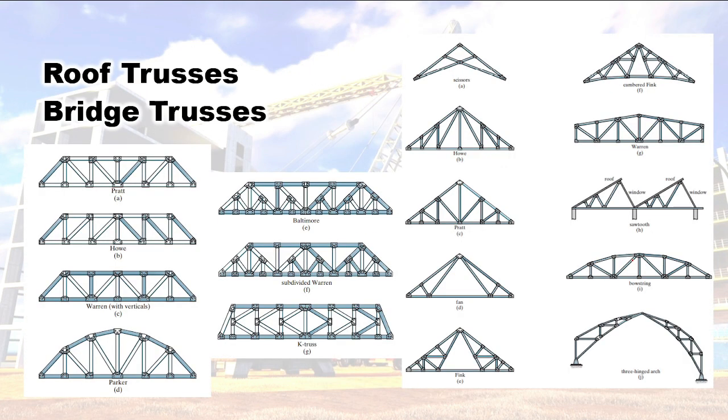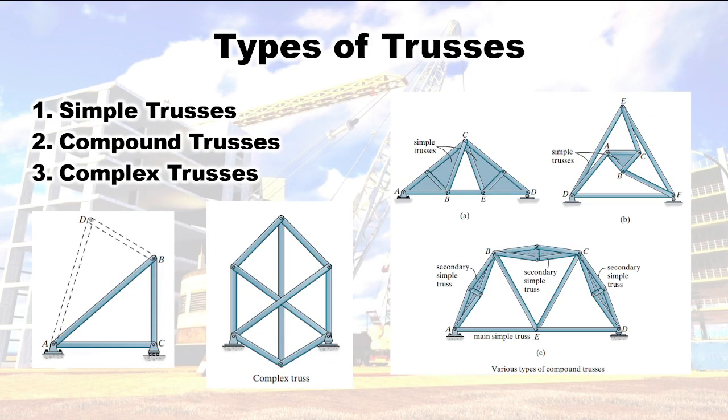Types of trusses. Now, ang dami kasi nilang configuration ng truss. We actually have a lot. So this is your bridge truss, this one, and this one naman is our roof truss. We also have the types of trusses. We have three, mainly the simple trusses, the compound trusses, and complex trusses.